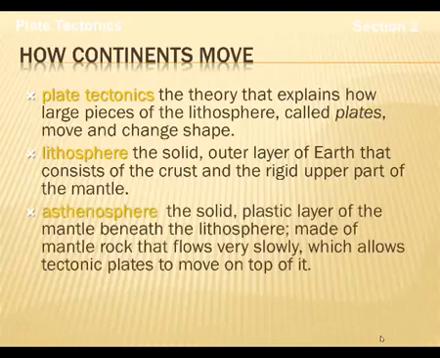Underneath the lithosphere is the asthenosphere. The asthenosphere is a plastic, pliable, movable section right underneath the lithosphere. It works kind of like a conveyor belt, and it causes the lithosphere to move on top of it.